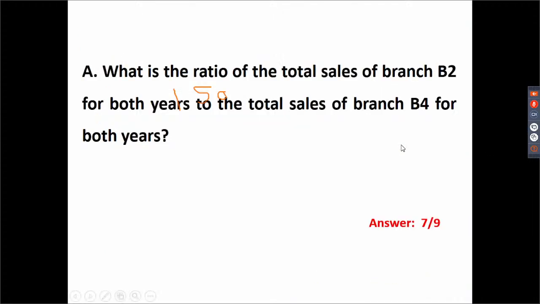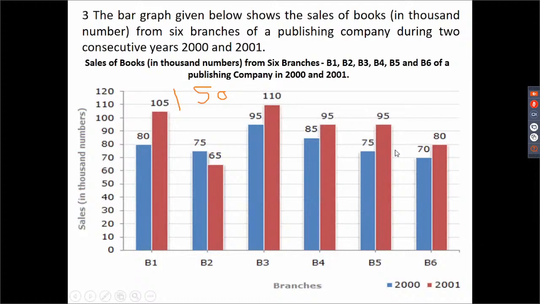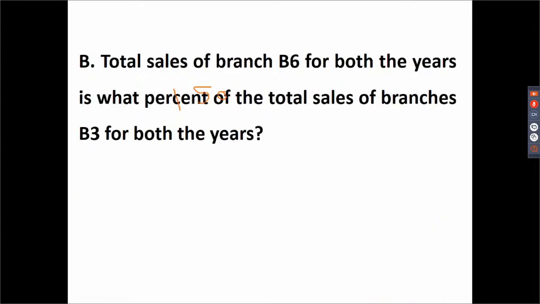Okay, what is the question now? What percentage of the total sales of B3 for both the years? So B3 for both the years is how much? B3 for both the years is 95 plus 110, which is 205. Okay. So B6 for both the years is 150.